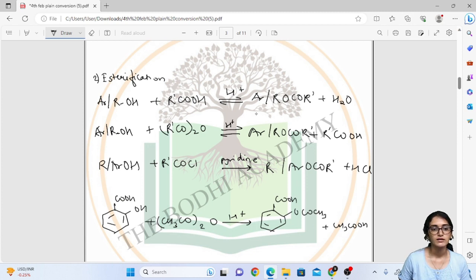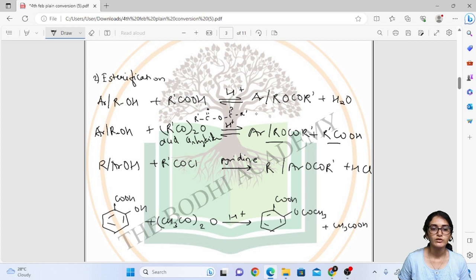Then second is when you take phenol or alcohol and react it with an acid anhydride, that is (RCO)2O. The structure looks like this: R, C double bond O, O, C double bond O, and R. So when you add alcohol to this anhydride, you get an ester plus a carboxylic acid.